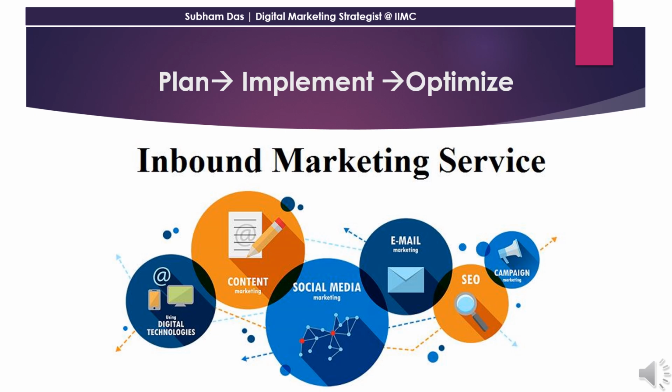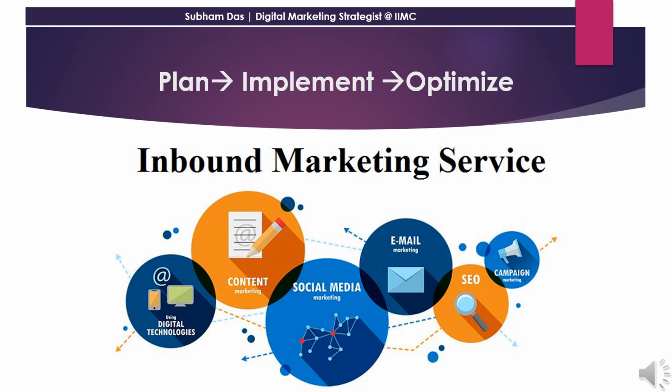Here you can see the 6 elements of inbound marketing. You need to plan, you need to implement, and you need to optimize these 6 elements for maximizing the performance. The first element is your website. It should be mobile friendly, it should be AMP, like Accelerated Mobile Pages. Now you have voice search also coming.